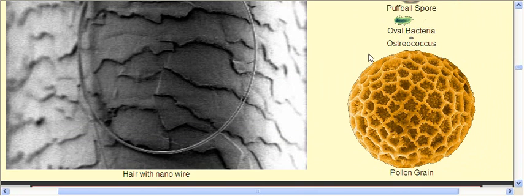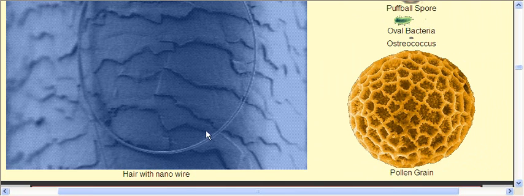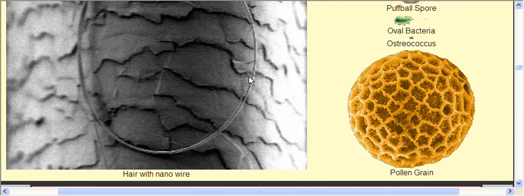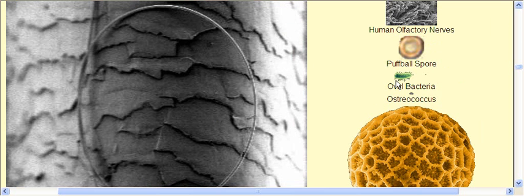And this is a human hair. I'm assuming somebody with thin hair. And there's a nanowire on top of it. Nanowires can be very small, much smaller than a hair. Here's a pollen grain. And here's that oval bacteria. Remember that big bacteria, the largest of bacterias? You can actually see it compared to a human hair.